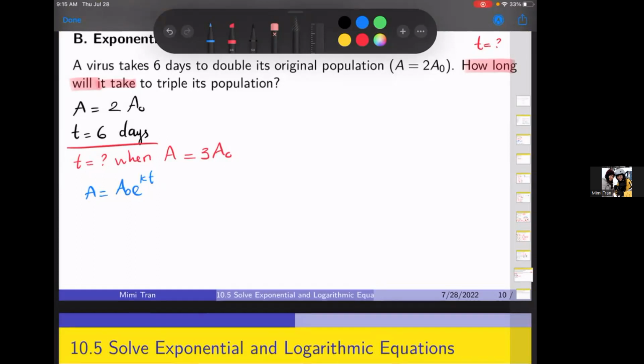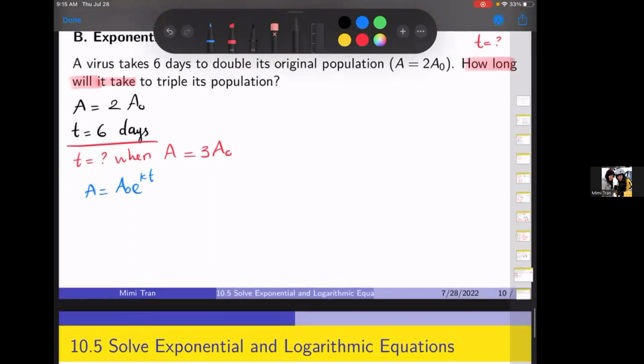Well, 3 variables is a lot. How about we just need K? The A and the A naught, we're gonna try to eliminate, right? So what I'm going to do is use the information given to me. It says it takes 6 days to double the original population. So I'm gonna replace this A. What do you think I'm gonna replace this A with?